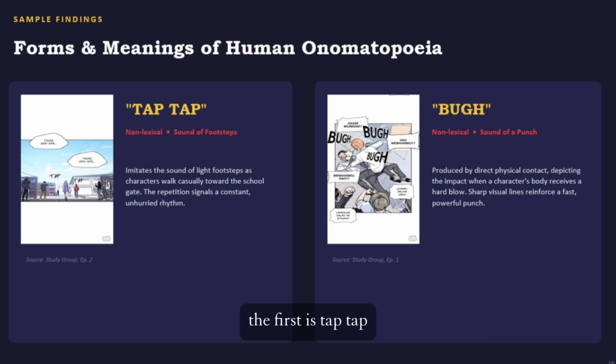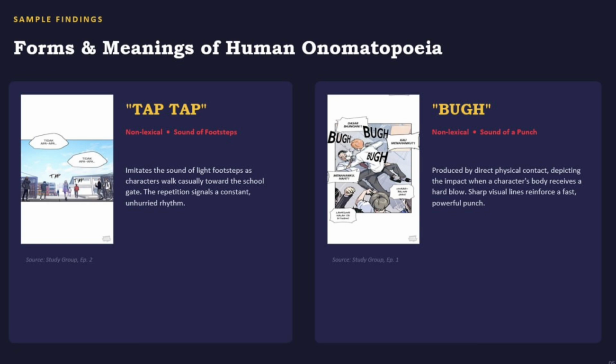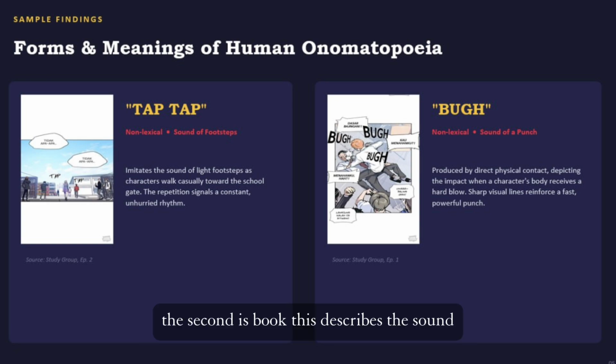The first is tap tap. This imitates the sound of light footstep when the characters walk casually to the school gate. The repetition shows a calm and steady rhythm. The second is book. This describes the sound of a hard punch between characters. It is a non-lexical onomatopoeia, but the sharp visual lines make the impact feel strong and fast.